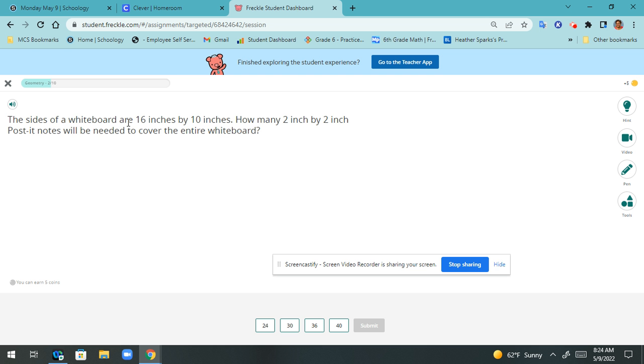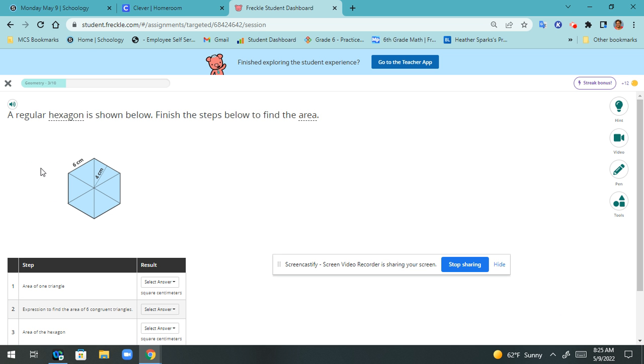Okay, anyway, so you would calculate the area of the whiteboard, which is 16 inches by 10 inches. 16 times 10, 160 square inches. The area of one post-it note is 2 times 2, 4 square inches. So you would do 160 square inches divided by 4 square inches. So that would be 40 post-it notes that you can fit. So you get the idea of how to do those.